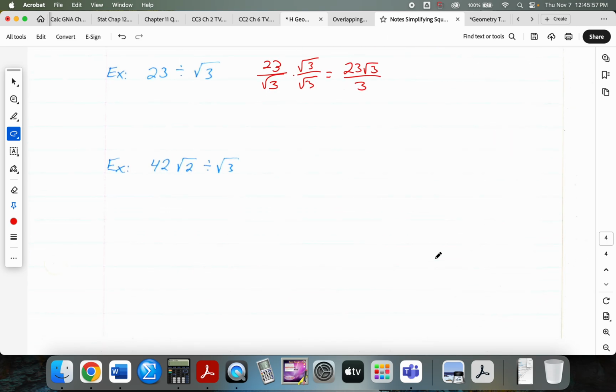All right, let's try this one. 42 square roots of 2 divided by the square root of 3. To rationalize the denominator, what should I multiply by? And be careful. Don't just say multiply by the square root of 3. Let's be accurate. The square root of 3 over the square root of 3. So that's going to be 42 square roots of 6 divided by 3. 14 to 6. Yep, 14 square roots of 6.